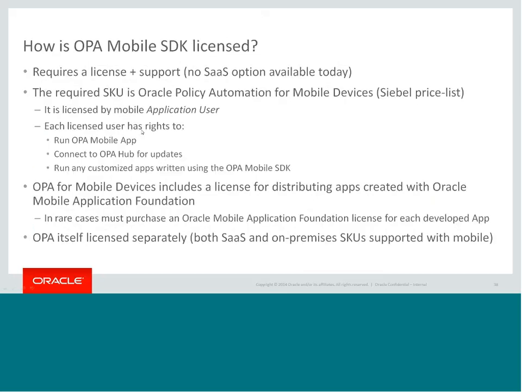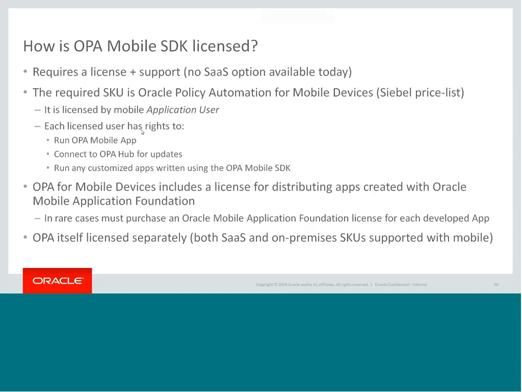So my last topic is just an obvious question: how do customers buy this? And the answer is that there is a SKU called Oracle Policy Automation for Mobile Devices on the Siebel price list, which is licensed by application user. And each customer that has that, so each licensed user, then has the rights to perform any of these things.